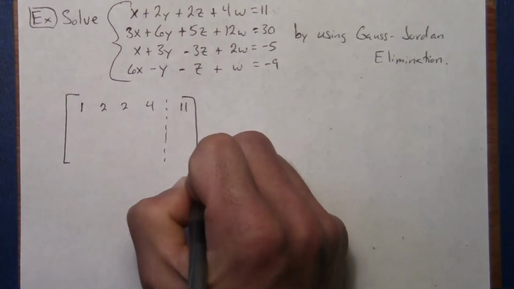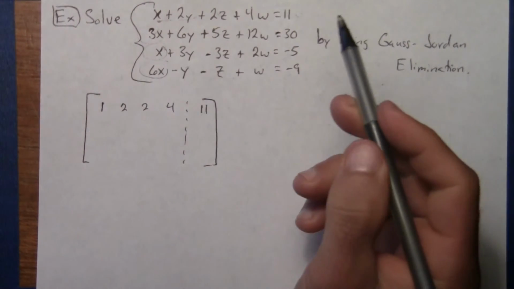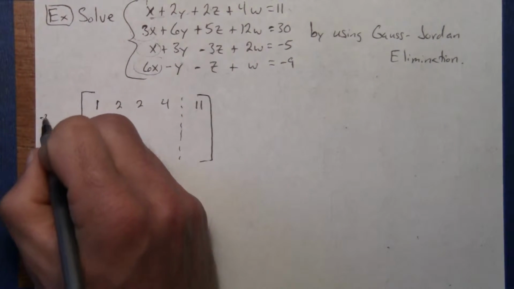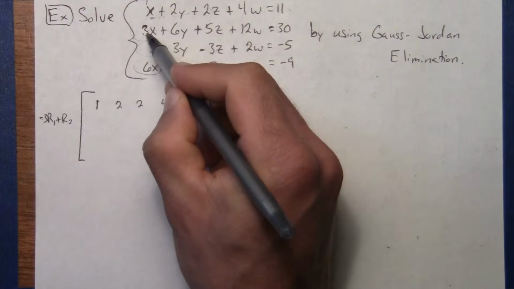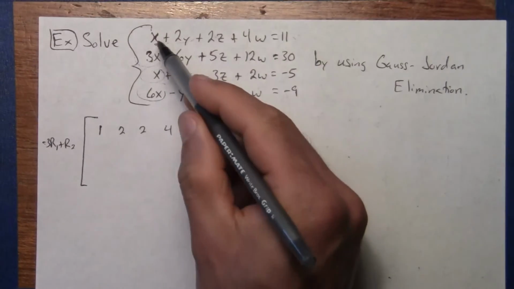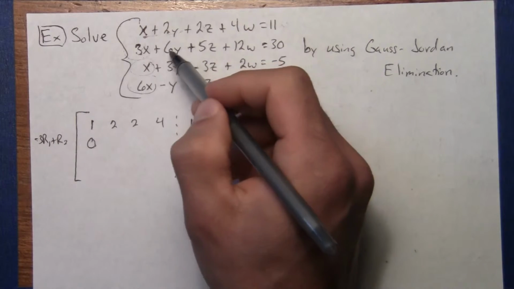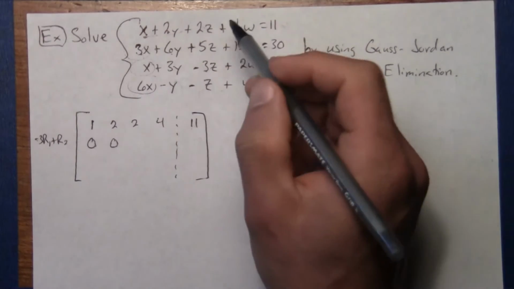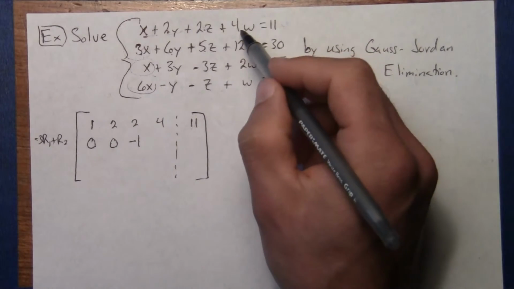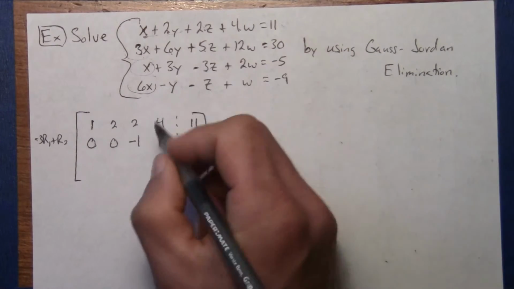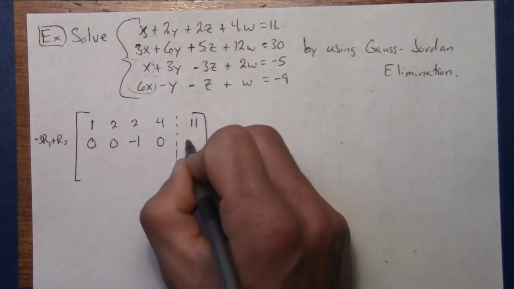Alright, there's my first equation. And now using that equation, I'm going to get rid of these things. So I'm going to multiply that first equation by -3, add it to row 2 to get rid of this 3x. So it's going to be -3, +3, or 0. That's going to be -6, +6, or 0. -6, +5, or -1. -12, +12, 0. -33, 30, -3.